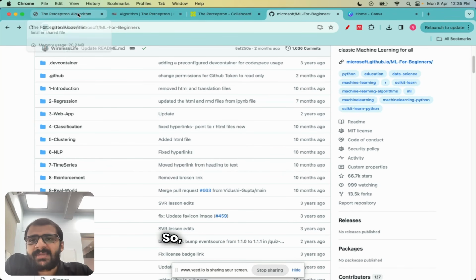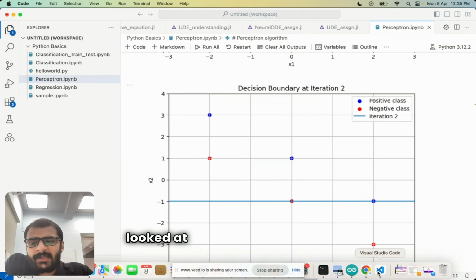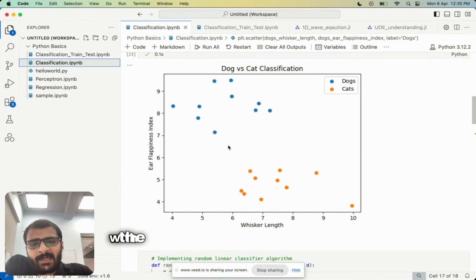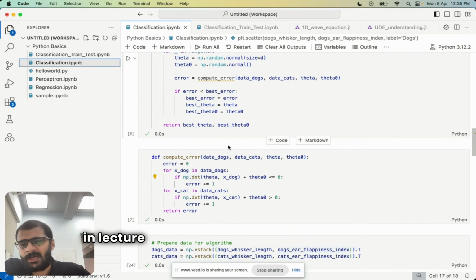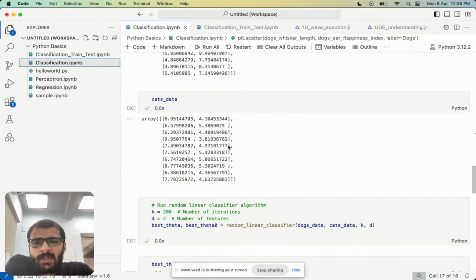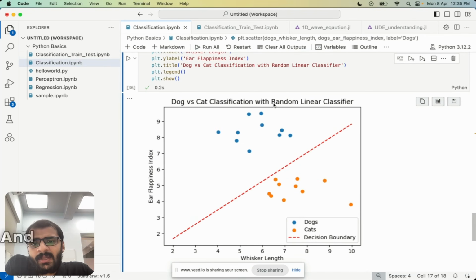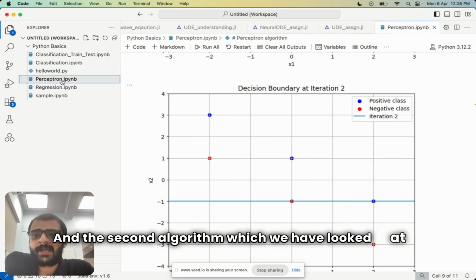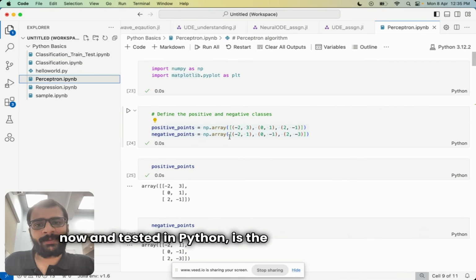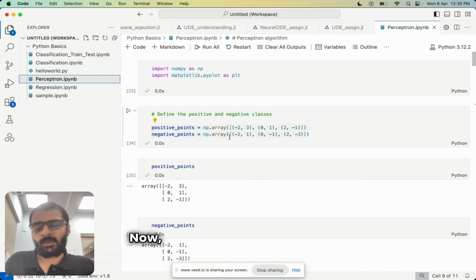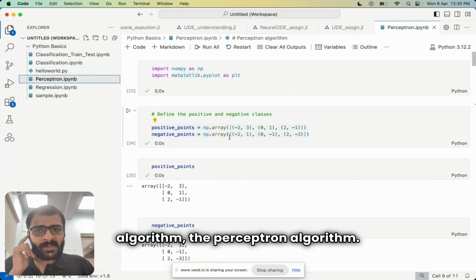So, up till now, we have looked at the following classifiers. We have looked at the random linear classifier with the cats and dogs example, I think in lecture number 6 or lecture number 7. Here we defined the random linear classifier. And the second algorithm which we have looked at right now and tested in Python is the perceptron algorithm. So we have run two different algorithms in Python now, the random linear classifier algorithm and the perceptron algorithm.